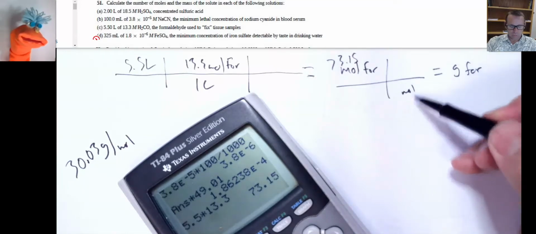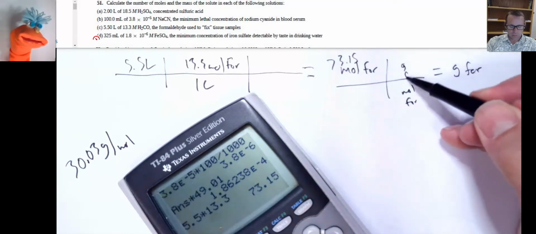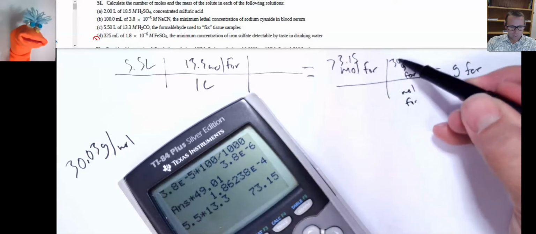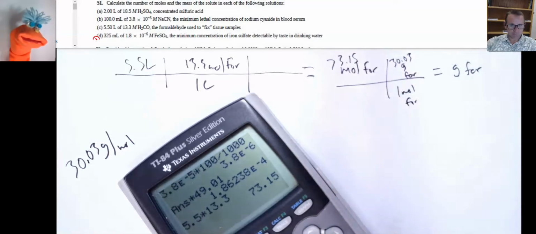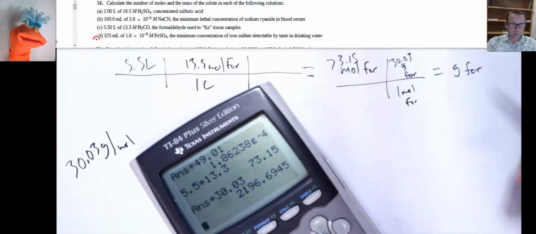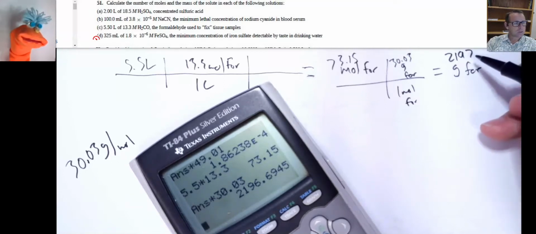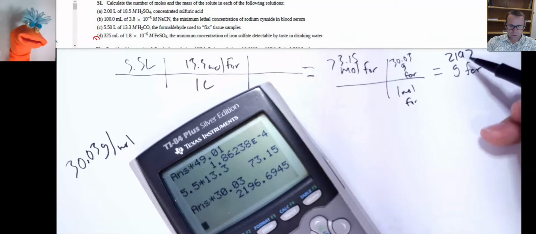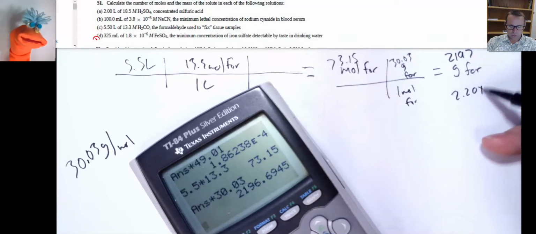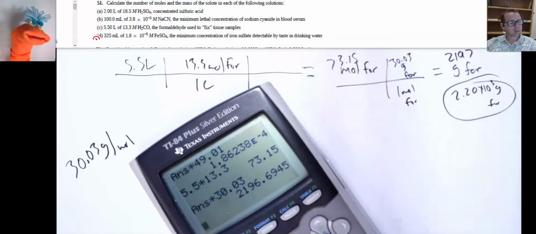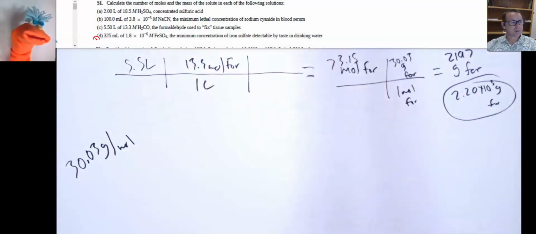So I go from moles to grams, 30.03 grams for every mole. So times 30.03. So 2,197. Three significant figures, 2.20 times 10 to the third grams of formaldehyde. All right, D.